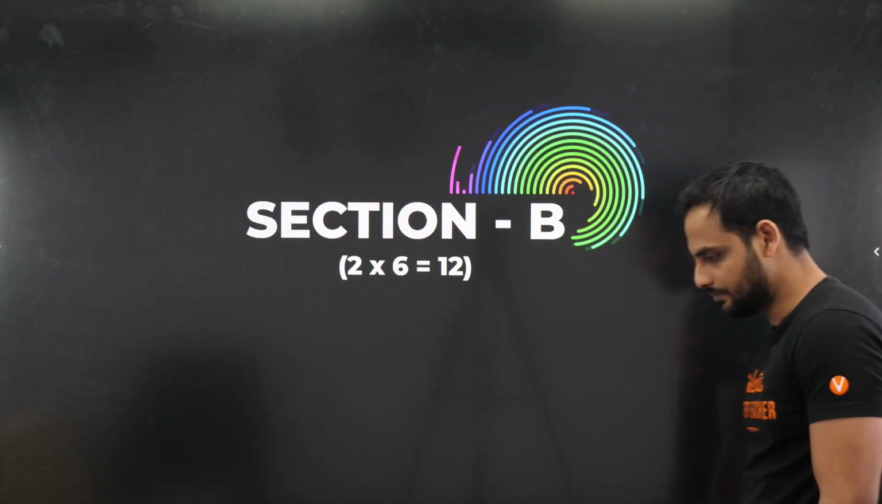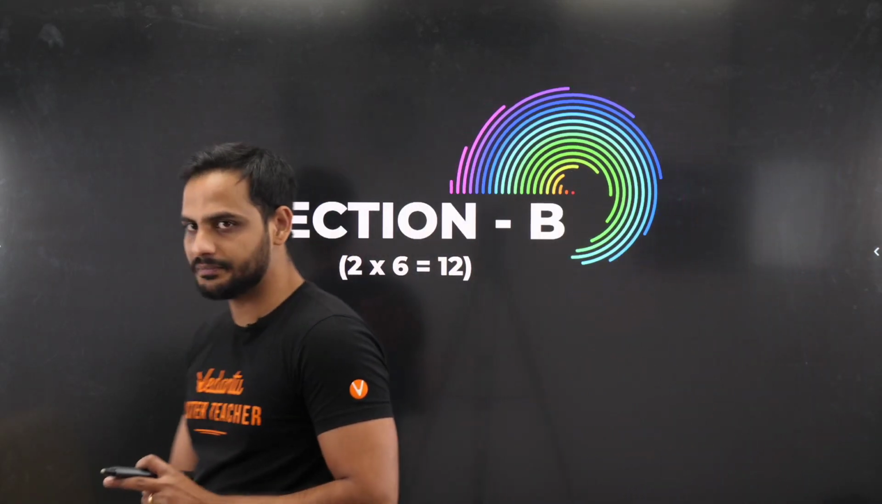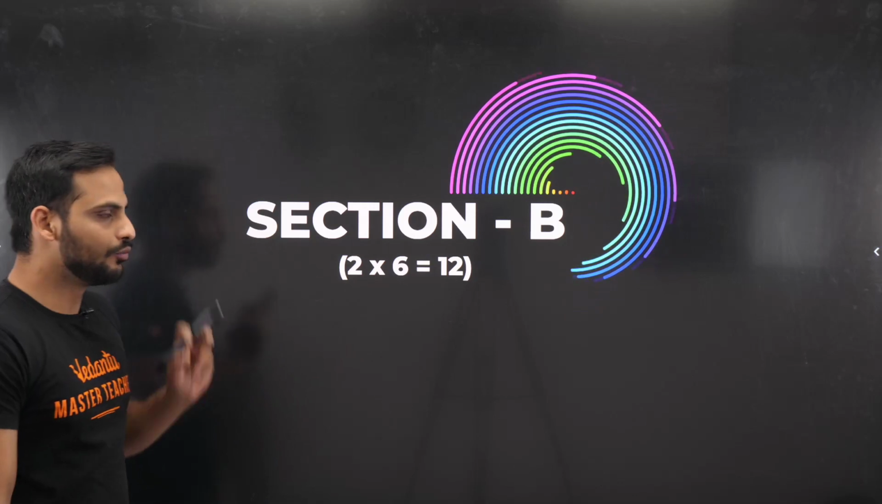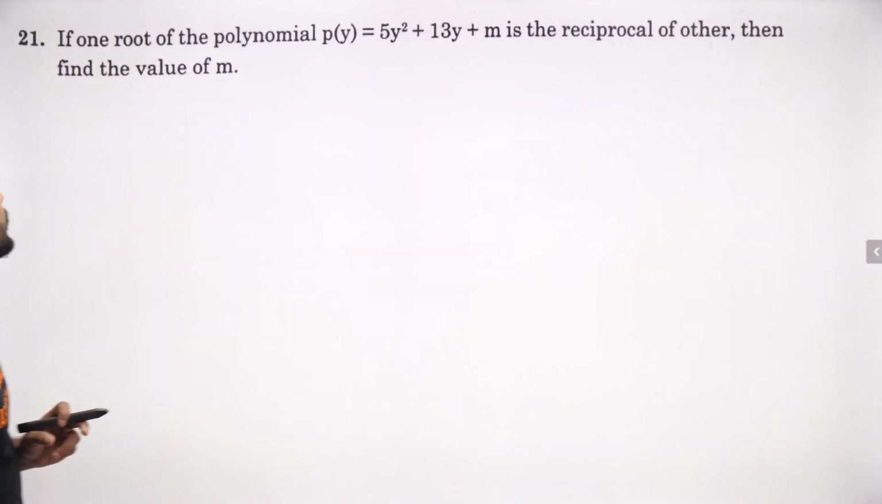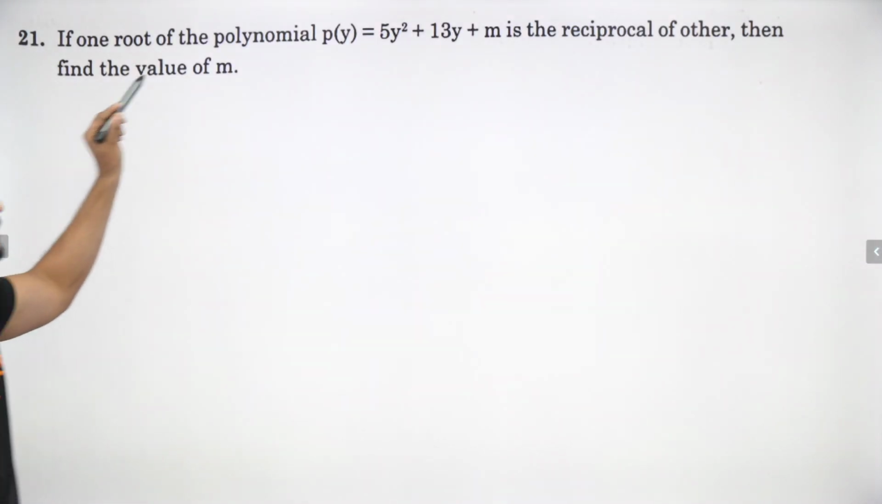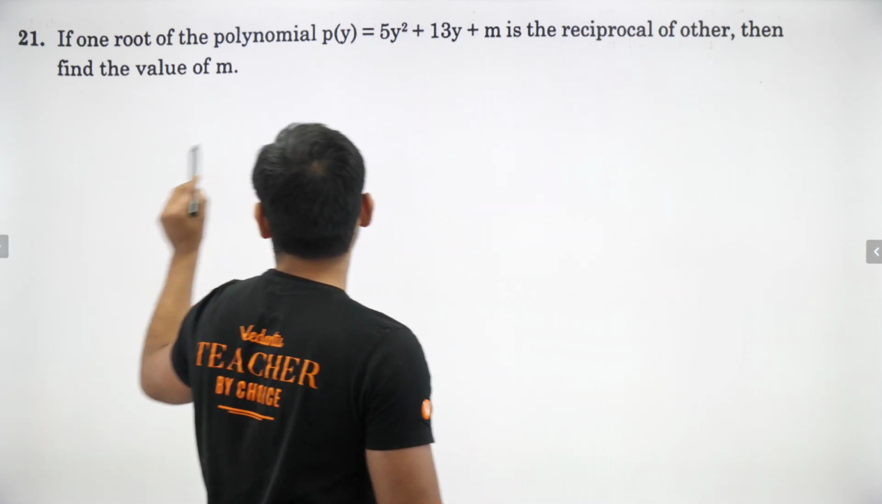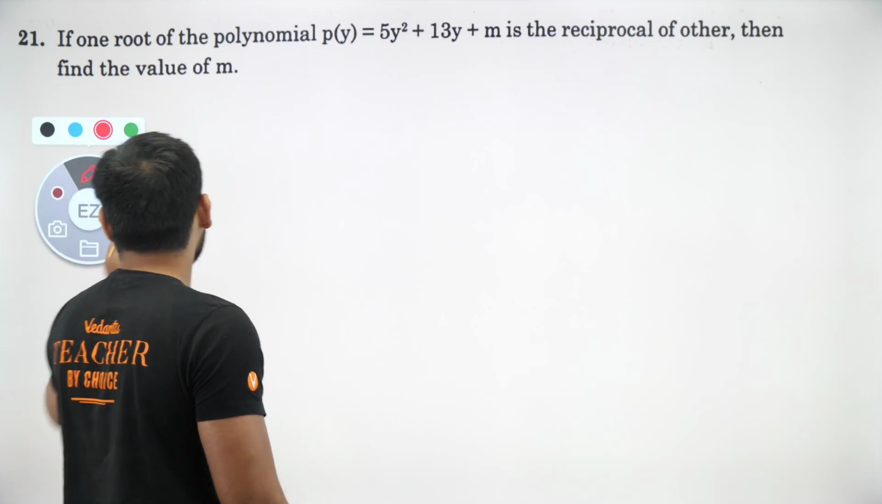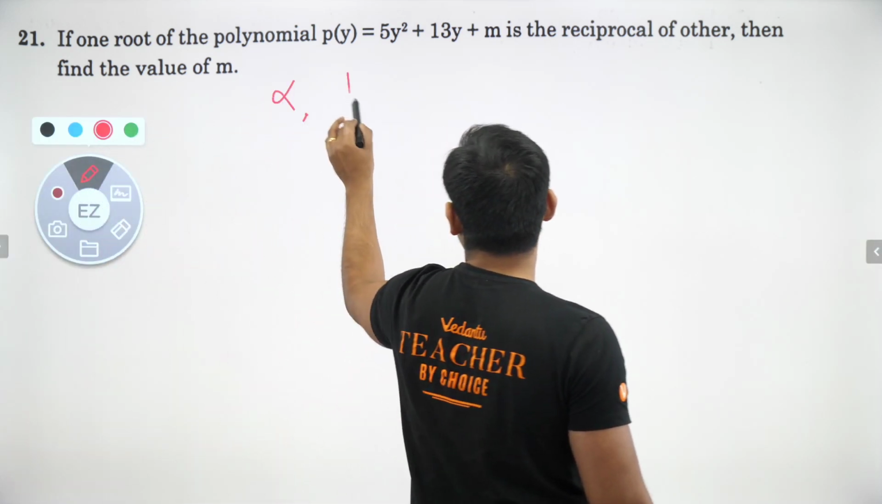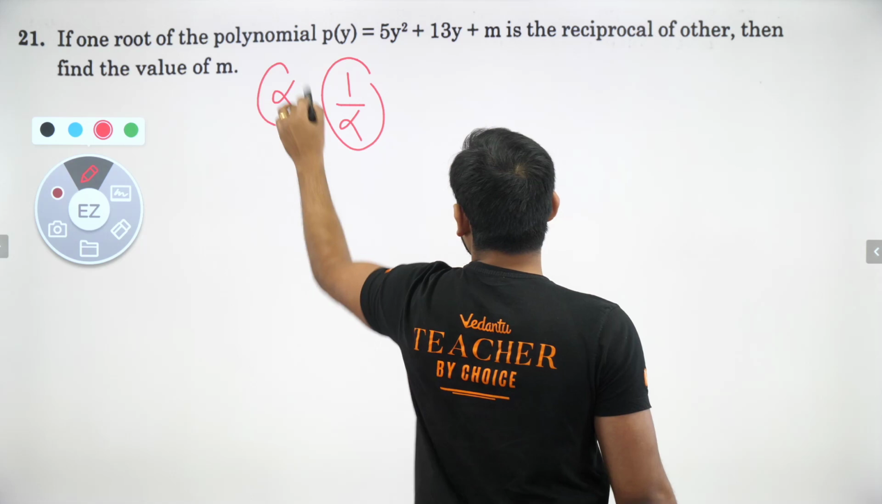Now we'll move to section B. Okay, section B में 6 questions are there, 2 marks each. First question. If one root of this polynomial is the reciprocal of the other, then find the value of m. अब बेटा ध्यान रखना, let's say one root is alpha, the other root is going to be 1 by alpha, है ना, reciprocal of other.